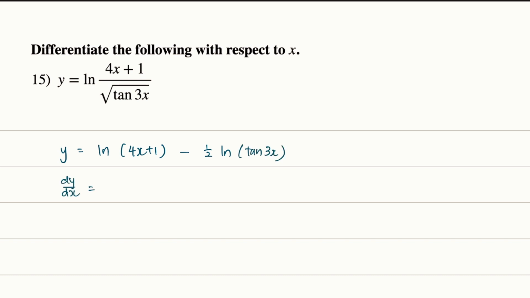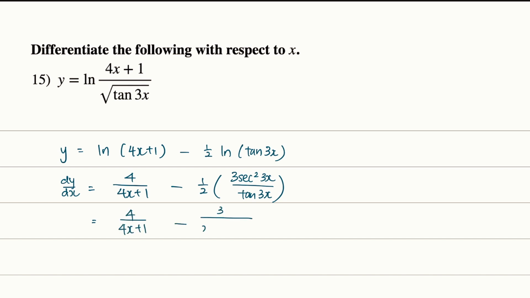Now differentiating this expression, we will then have 4 over 4x plus 1 minus half. Let's leave the half outside and differentiate ln tangent 3x to give us 3 secant squared 3x over tangent 3x. Let's simplify this further to give us 4 over 4x plus 1 minus 3 over 2. At this point, I'm going to convert tangent 3x into sine 3x over cosine 3x, and I'm going to bring down secant squared 3x as cosine squared 3x.